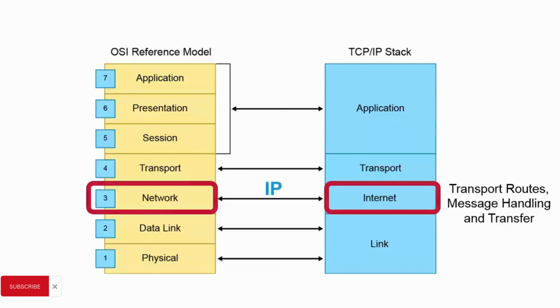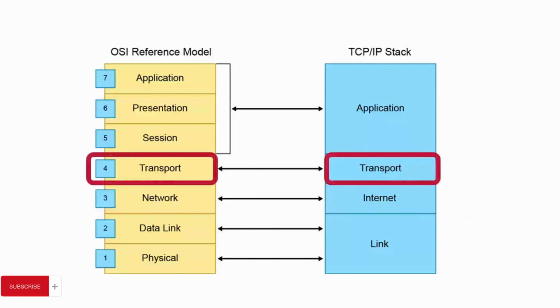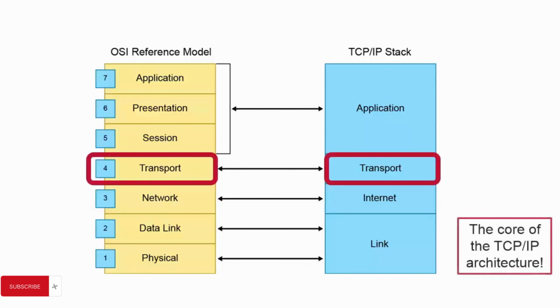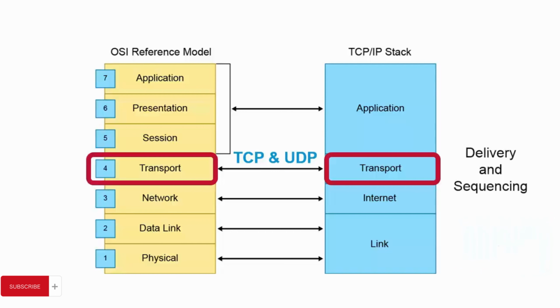Another layer that's the same in both models is the transport layer. Even the name is the same. This layer is the core of the TCP/IP architecture. It's where TCP and UDP operate. This layer provides communication services directly to the application processes that are running on network hosts.